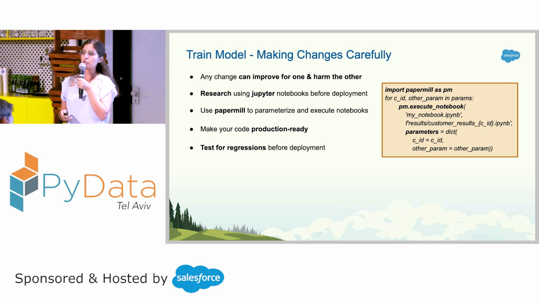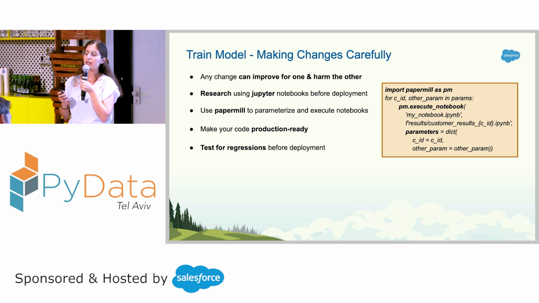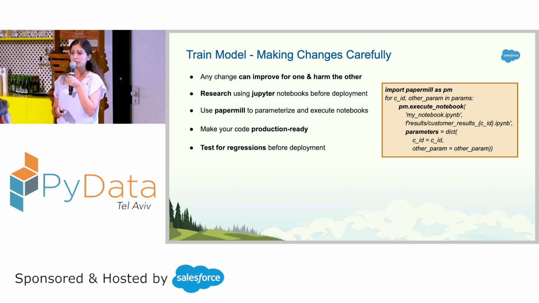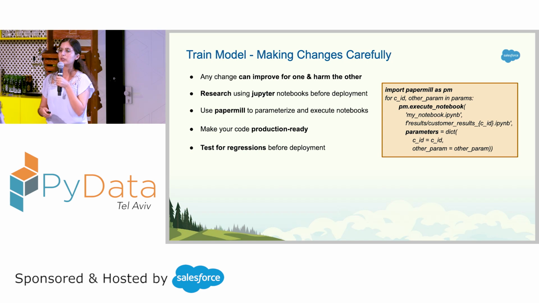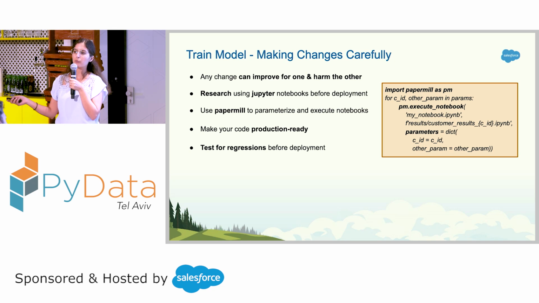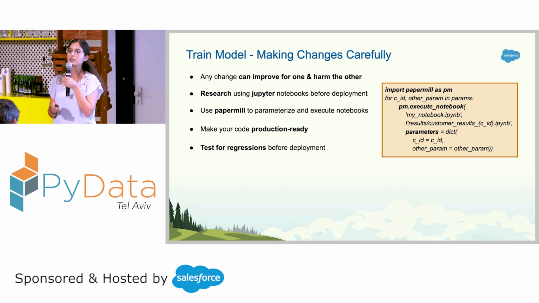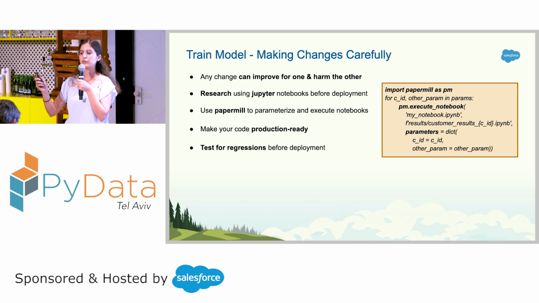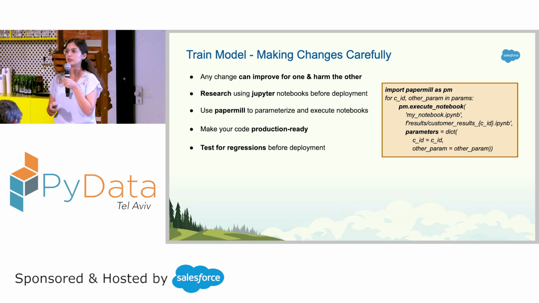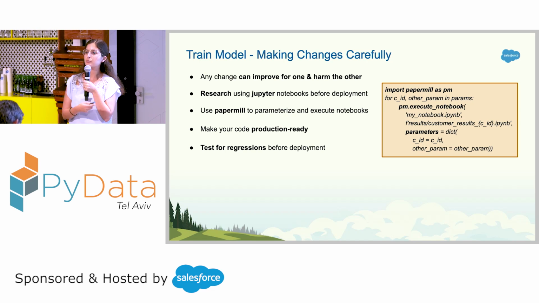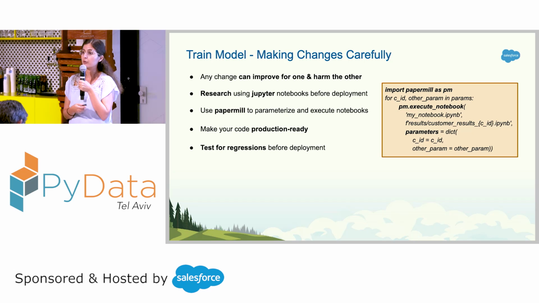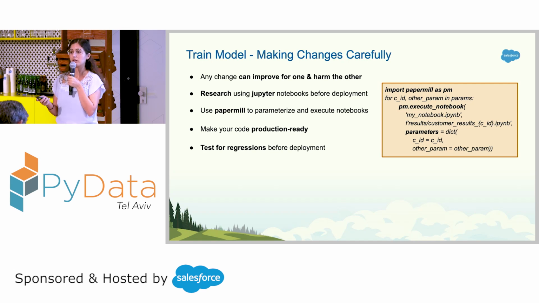One last thing that I want to mention in the train model phase is that every change that we make, we have to make carefully. Whether it's adding a new feature or removing an existing feature, whatever changes we make to our model can improve things for one customer and harm another. So we have to test and research everything before we deploy it to production. We research it using Jupyter, and we also use Papermill for executing parameterized notebooks, and we do that in parallel by running multiple processes.